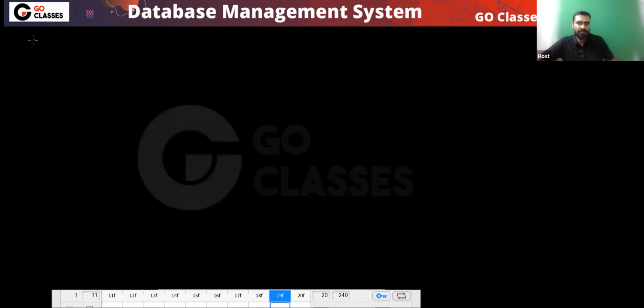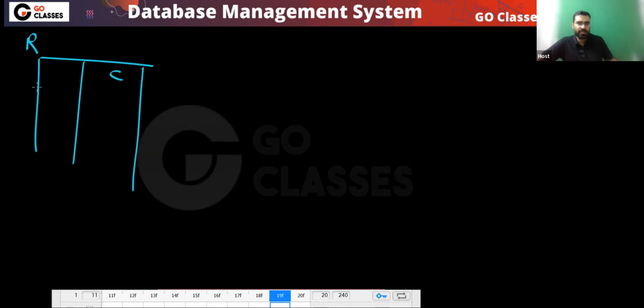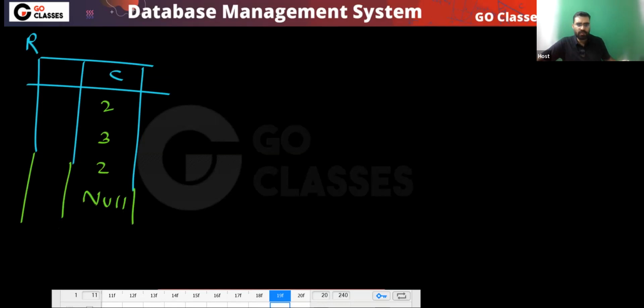So for example, if you have an attribute in a relation, let's assume this is your attribute C, and in this attribute you can have many values, for example 2, 3, and let's assume null. Now in this situation, if you put some condition in the SQL, where C is less than 3, which tuple will pass?